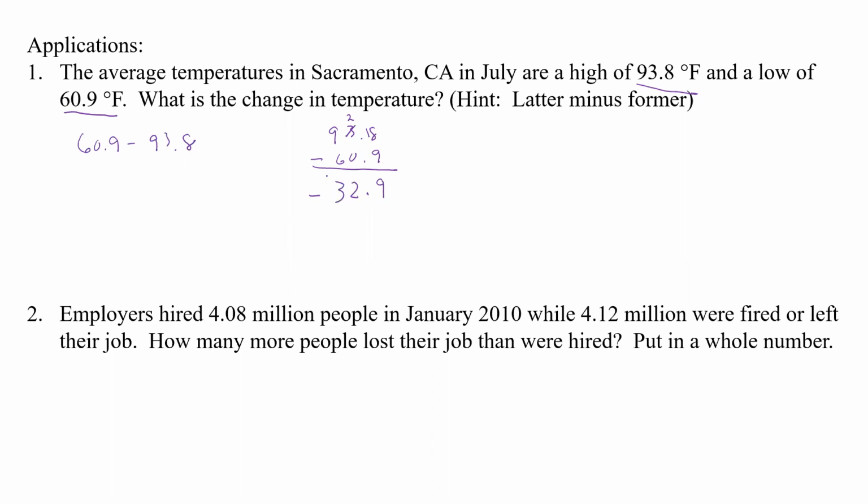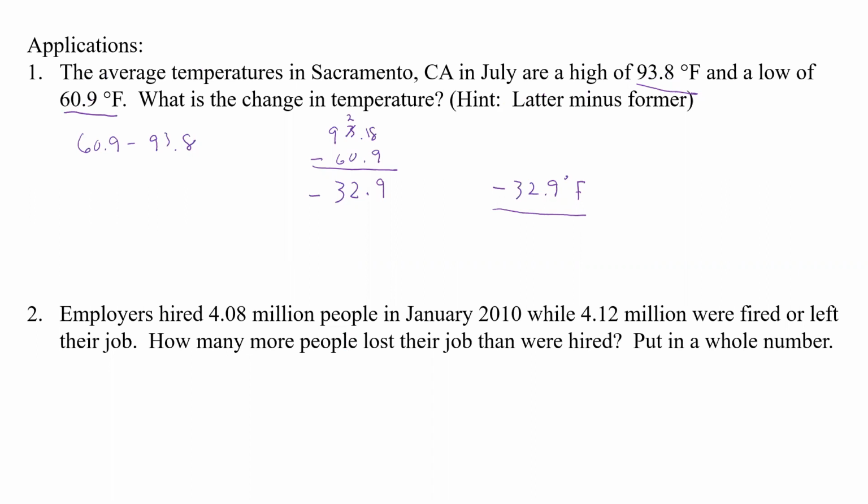So what is the temperature change? It's going to be a negative 32.9 degrees Fahrenheit. So we're going from the daytime high, and then at night it's dropping to 60.9. So since it dropped, it's going to lose temperature, and hence the negative sign. And so we lost 32.9 degrees Fahrenheit.